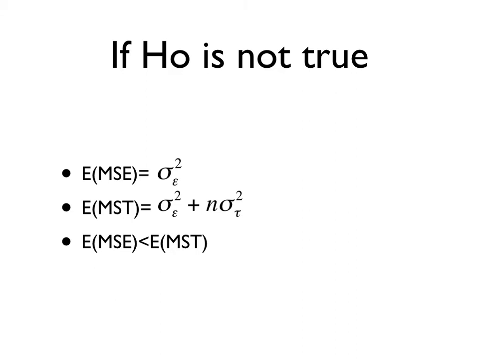So the expected value of mean squared treatment is going to be greater than the expected value of mean squared error if H0 is not true. And remember, the alligator's mouth always points to the bigger piece of food. That's how you remember greater than and less than.